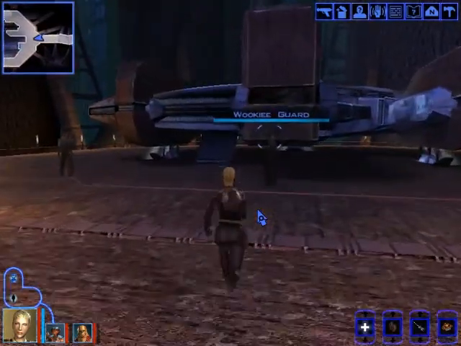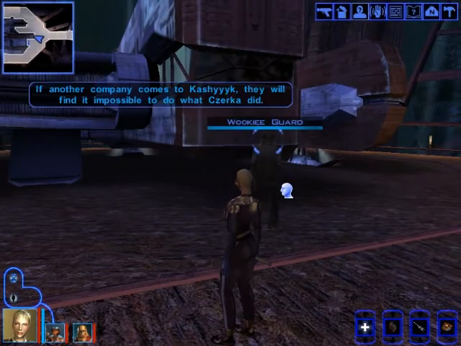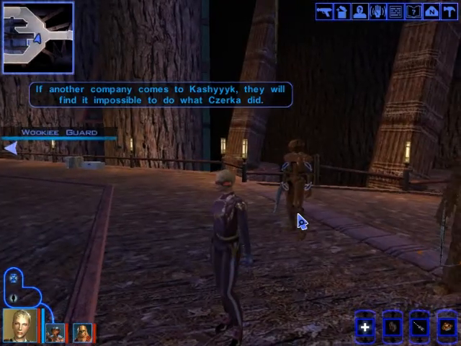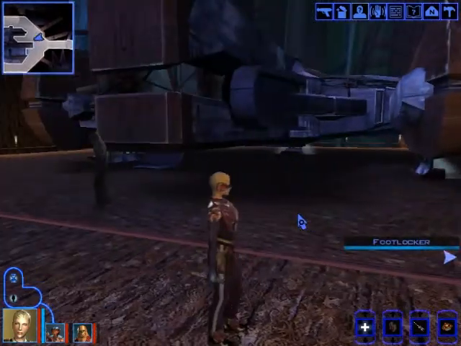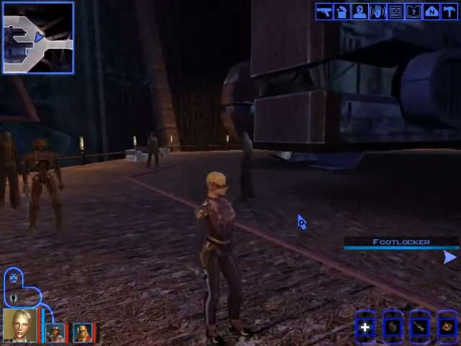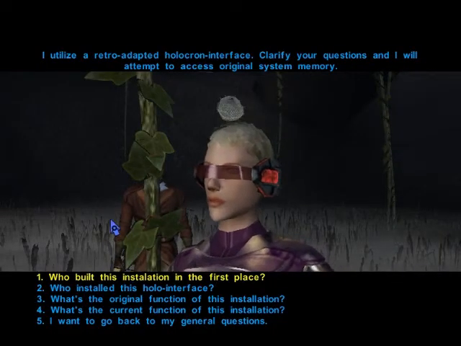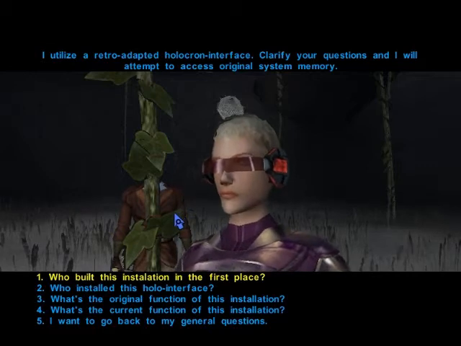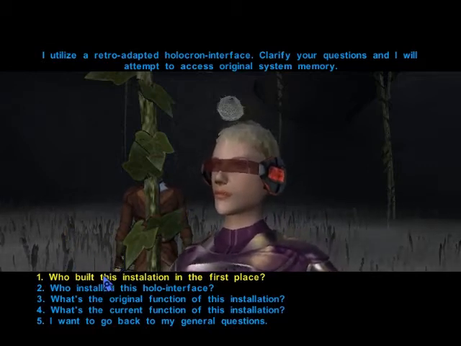Wookiee guard. Yep, looks like they took care of everybody. Yeah, okay. I'm gonna see if I can reload a save and do that side quest. I'm back at the computer again and trying a different field of questions, so these might prove interesting.